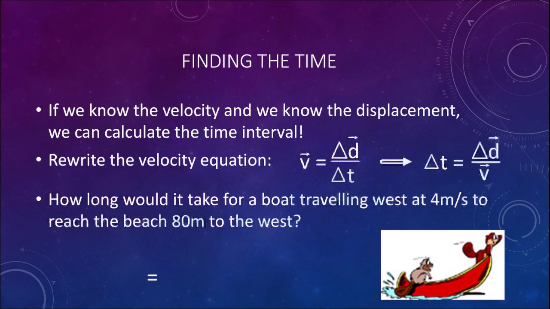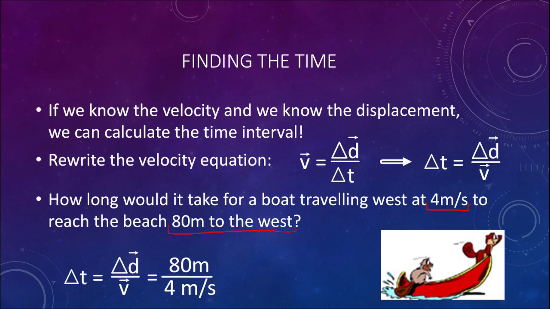So for this question, like any other question, we take the values that we get. 4 meters per second is our velocity. 80 meters to the west is our displacement. We put those values into the equation and we find 80 meters divided by 4 meters per second. This will give us 20 seconds. So after 20 seconds, this boat will finally reach the beach.